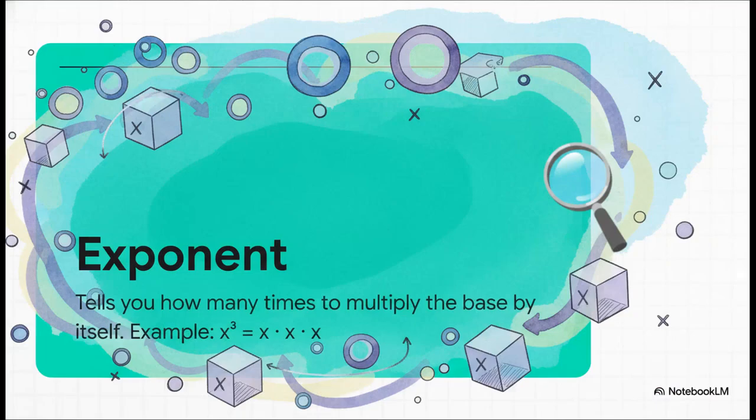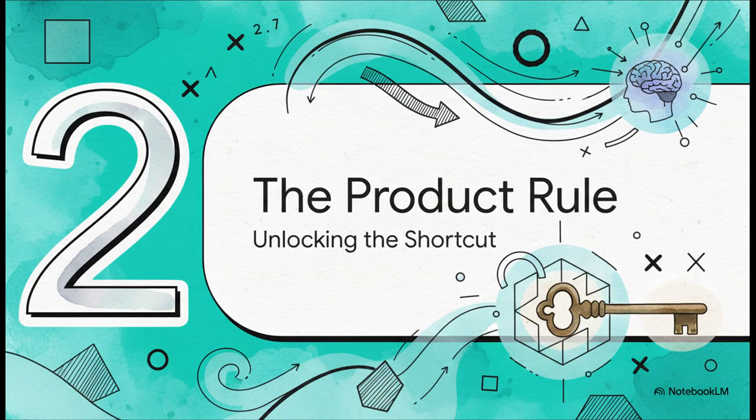Okay, so let's do a super quick refresh. What even is an exponent? It's really just a little bit of shorthand. That small number just tells you how many times to multiply the big number, the base, by itself. So when you see x to the third power, it just means x times x times x. Simple as that. All right, now that we've got our foundation set, it's time to unlock a really powerful shortcut.